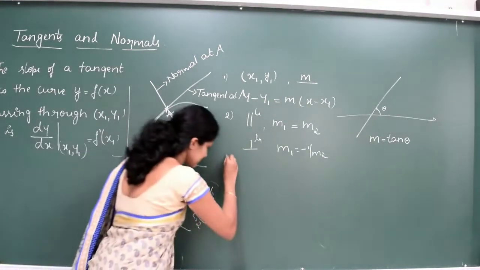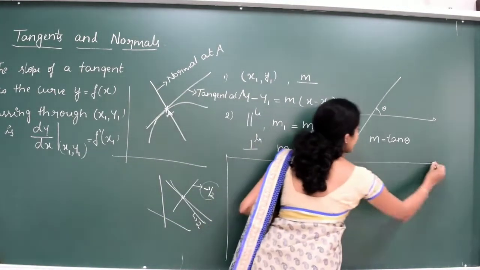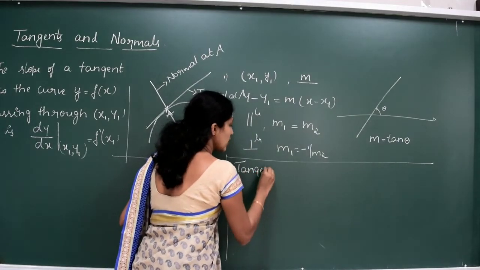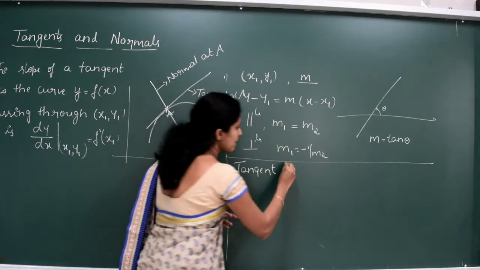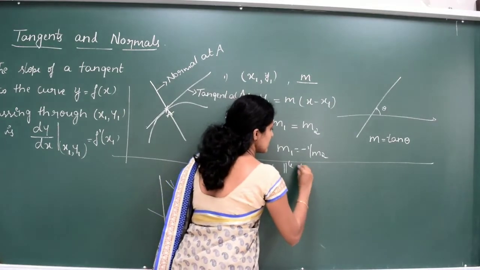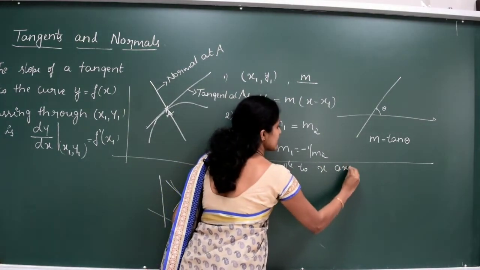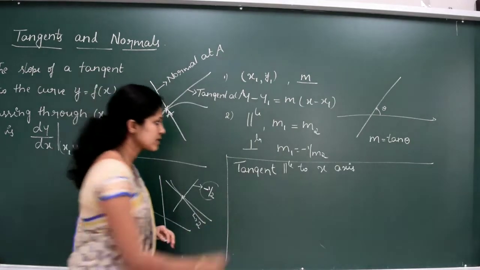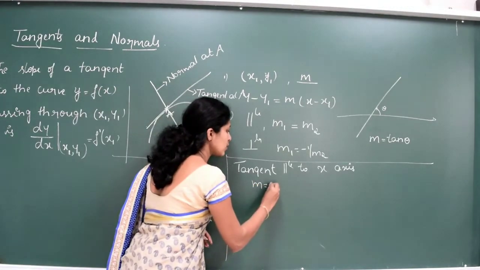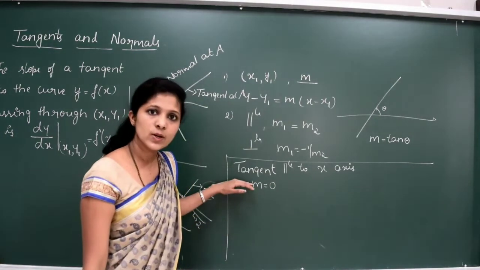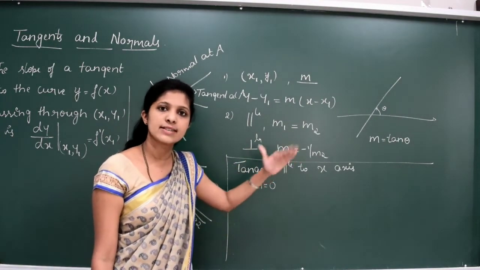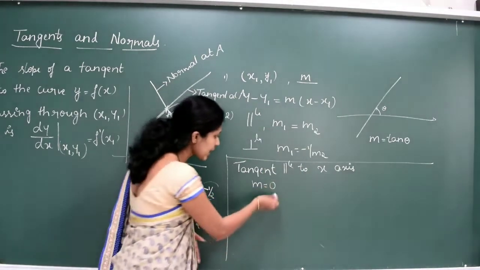Okay, suppose a tangent line. This is one tangent line. This is a tangent to a curve. Tangent line parallel to x-axis. Now, what will be the slope of this one? Obviously, it will be equal to 0. Slope m is equal to 0, right? Because the tangent is parallel to x-axis, the angle will be 0. Tan 0 is 0. So m will be 0.